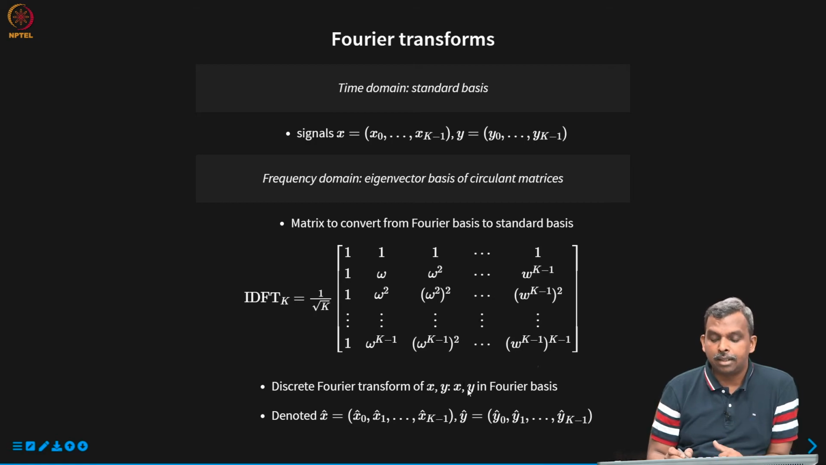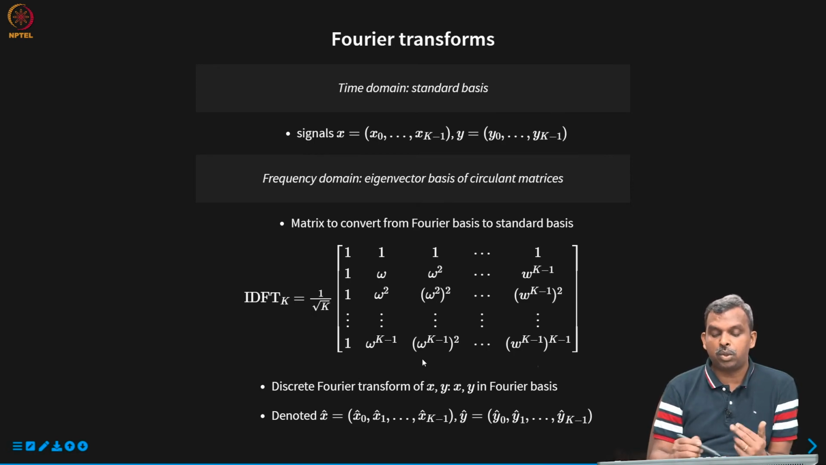It's nothing but the x, y which was given in standard basis or time domain, expressed in the Fourier basis or frequency domain. So the notation one can use is x hat. The Fourier basis represent coordinates of x. I will call it x hat 0 to x hat k minus 1. Y hat is y hat 0 to y hat k minus 1. How do you go from x hat to x? You simply multiply by IDFT. Going from x hat to x is multiplying by IDFT.